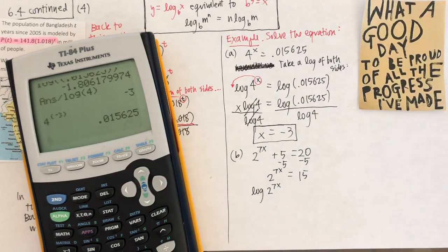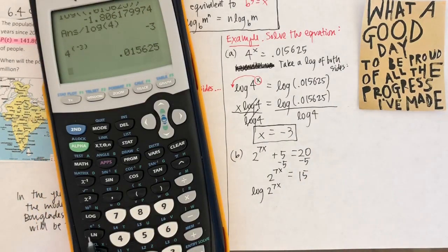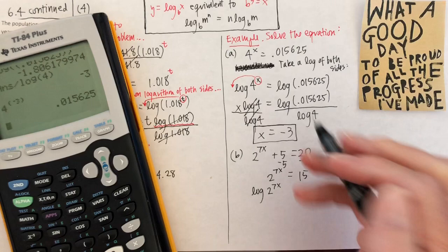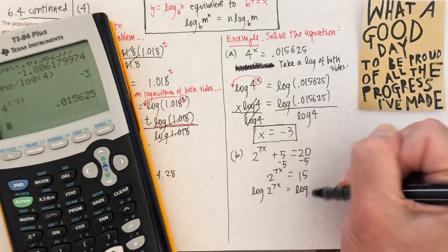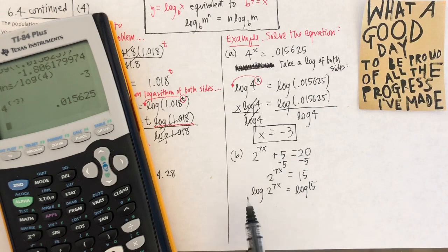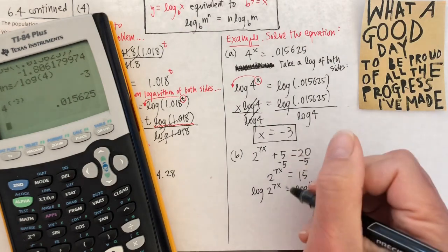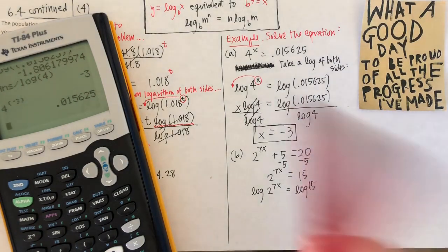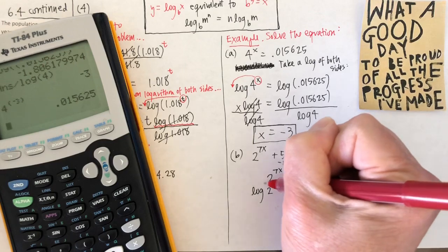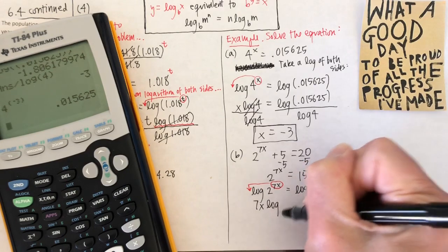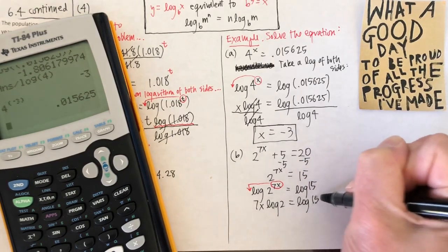Honestly, I could take a natural logarithm also, because that's a button. I mean, that's a function that my calculator does really quickly. So either one, you could take a base 10 log or a natural log of both sides, and the calculator will help you evaluate that. Okay, these two things are equal, so the logarithms of both things are equal. Log of 2 to the 7x equals log of 15. I'm going to use that power rule of logarithms to bring this out front. And then I have 7 times x times log of 2 equals log of 15.